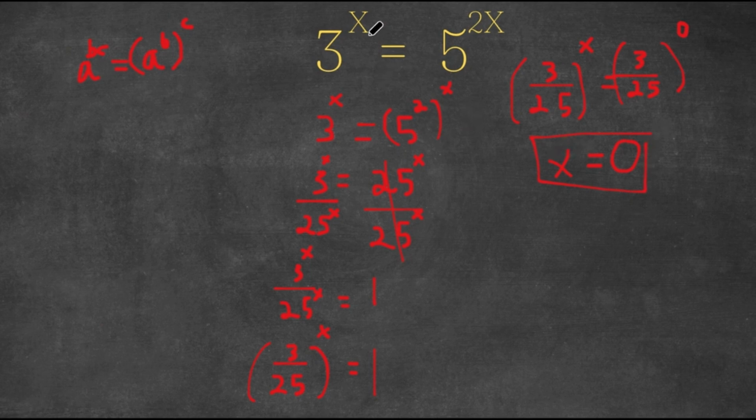Now, why don't we plug this in and check? We have 3 to the power of 0 equals 5 to the power of 2 times 0. 3 to the power of 0 is 1, and this equals 5 to the power of 2 times 0, or sorry, 2 times 0 is 0, and 5 to the power of 0 is 1. So this is 1 equals 1, so this is right, meaning our answer is x equals 0.